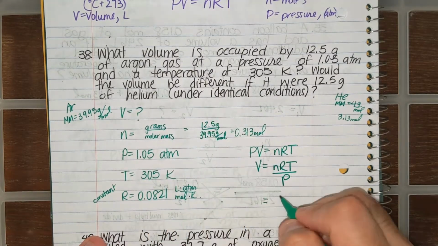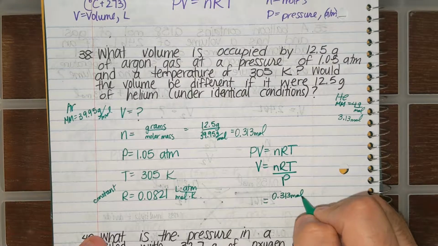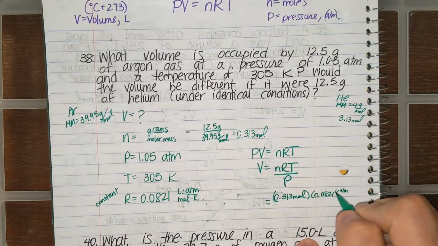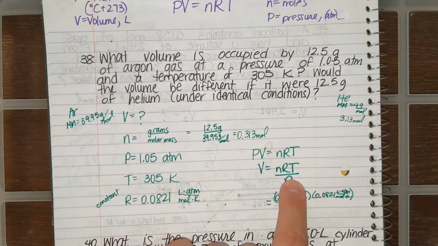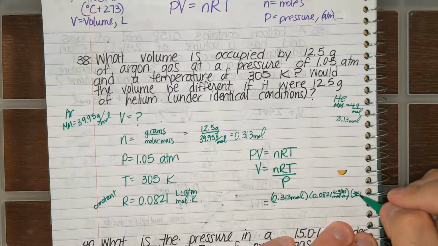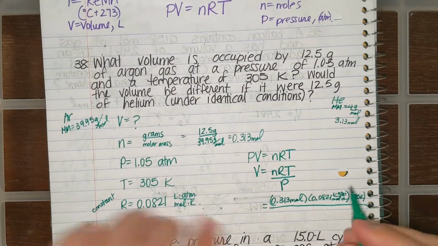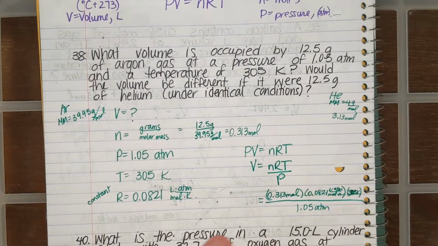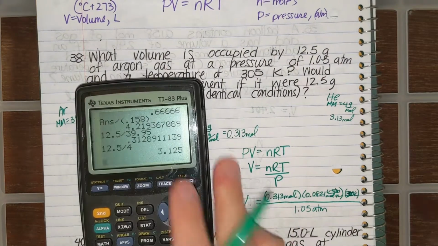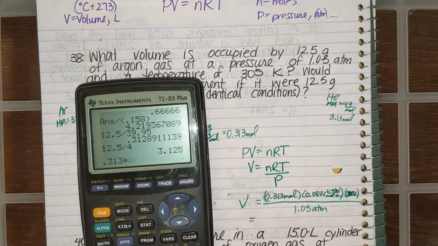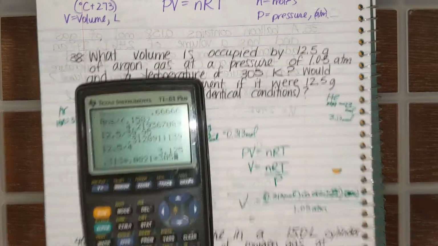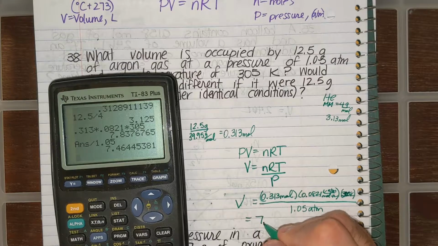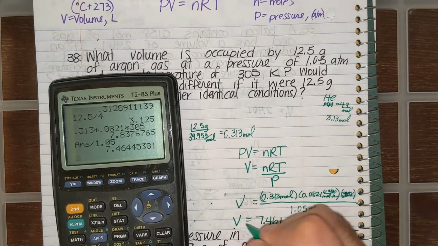And so now I just plug and chug. Moles was 0.313 moles. R is 0.0821 liters times atmospheres per mole Kelvin. Those are just units. T is Kelvin temperature, 305 Kelvin, over P, which is 1.05 atmospheres. Okay, sorry you can't see all that. All right, now if I plug and chug and solve, I will get 0.313 times 0.0821 times 305 divided by 1.05, and I get a volume of 7.46 liters for argon.